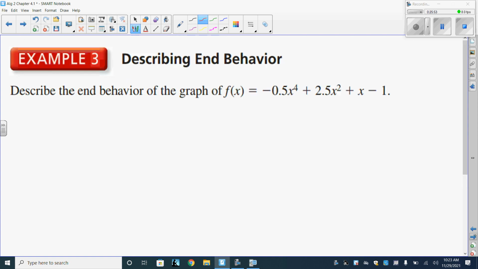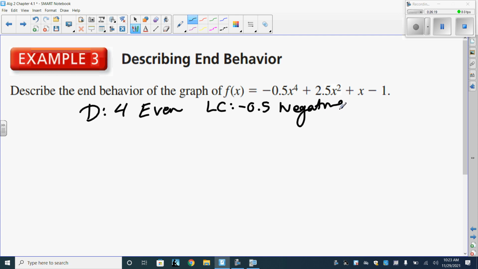Let's actually go on and look at an example to see how this works, because it's not as complicated as you might think. Describe the end behavior of this function. So when we look at this here, what is the degree? 4, which would be even. And what is the leading coefficient? It's negative 0.5, which would be negative, yes? So that's our leading coefficient and degree, because that's what we need to really determine the end behavior. So what do we have? We have even and negative, yes?